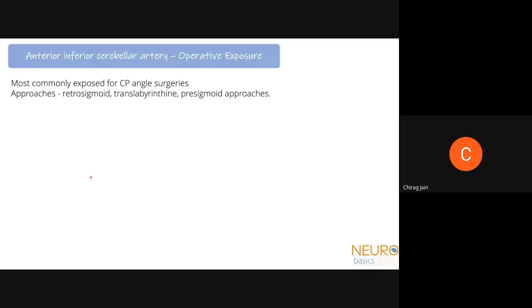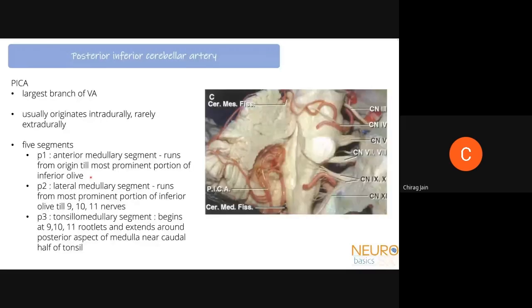Coming to the third and potentially the most important branch, which is supplying the infratentorial structures, that is the PICA. The PICA is the largest branch of the vertebral artery. As we have already discussed, it usually originates intradurally, but it can also rarely originate extradurally. If it does that, it has to penetrate through the dura along with the vertebral artery and come intradurally and supply the structures. So there are five segments of the PICA.